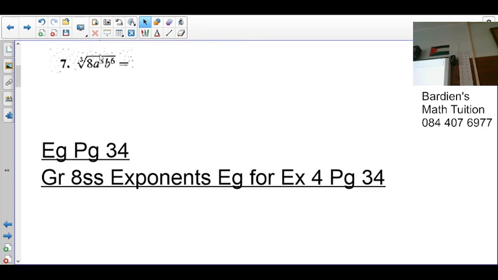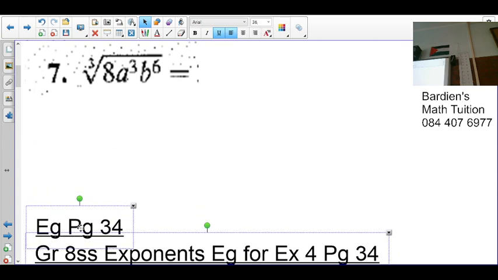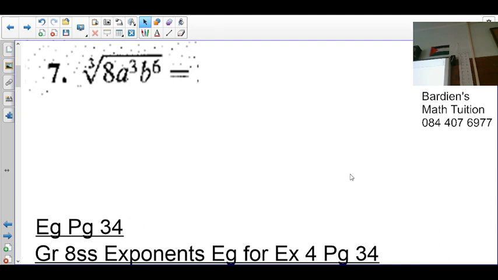Number 7. The cube root of 8a cubed b6. She's saying if you end up with a number and you can't divide, they want you to write it in exponential form. If they ask you the cube root of a squared, like that, then it is just a to the 2/3. That's it. Okay. But if it can simplify, you simplify.